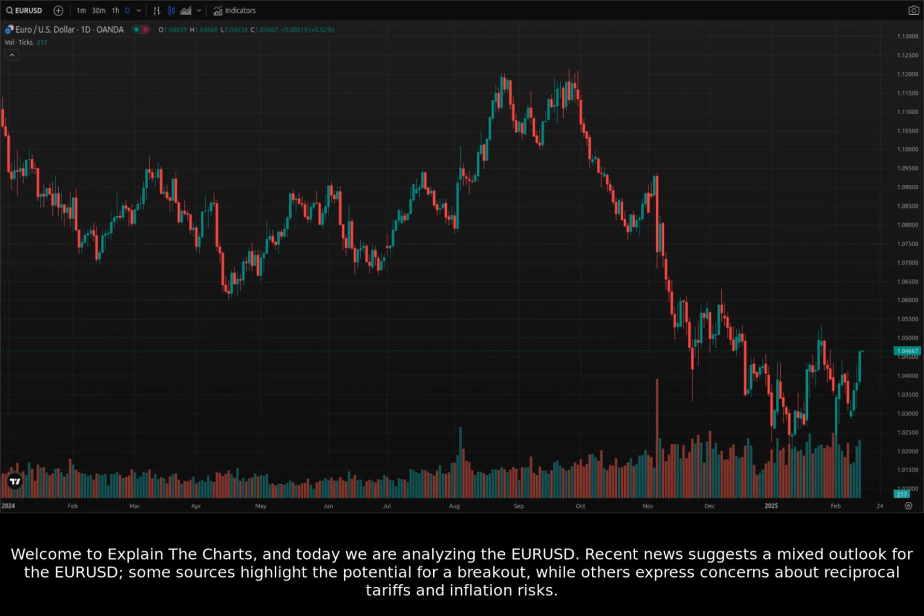Recent news suggests a mixed outlook for the EURUSD. Some sources highlight the potential for a breakout, while others express concerns about reciprocal tariffs and inflation risks.